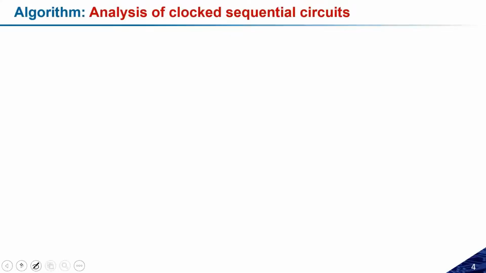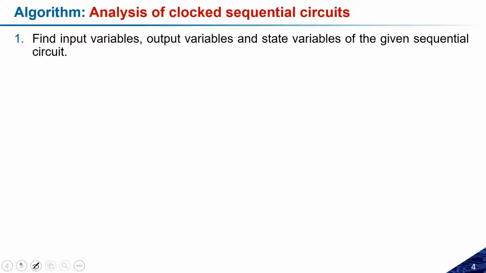To design any clocked sequential circuit, we need to have some algorithm. What are those algorithms and what algorithm do I need to follow? Let us try to see. The first and important point that we have to consider is to find the input variable, output variable, and state variable of the given sequential circuit. So this is the important parameter that you should know. You must have the information about the input variable, output variable, and the state variable.